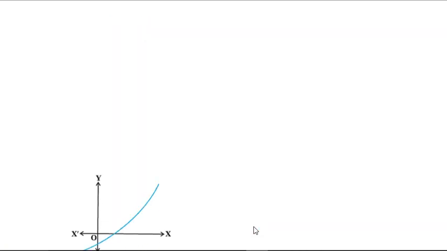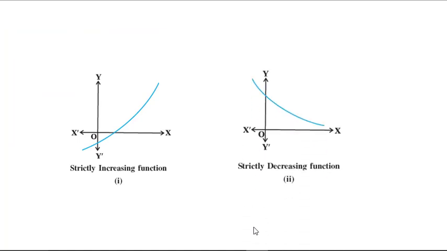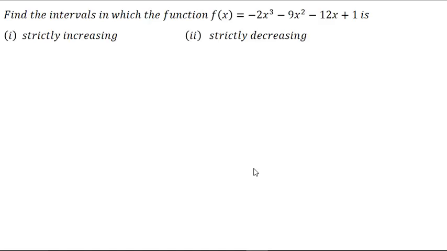Here you can see the graph of a strictly increasing function and the graph of a strictly decreasing function. You can see that as the value of x is increasing, the value of the function is also continuously increasing, and as the value of x is increasing, the value of f of x is decreasing for a strictly decreasing function. Now if a function is either increasing or decreasing in a given interval, then it is called a monotonic function. So strictly increasing or strictly decreasing functions are nothing but monotonic functions.